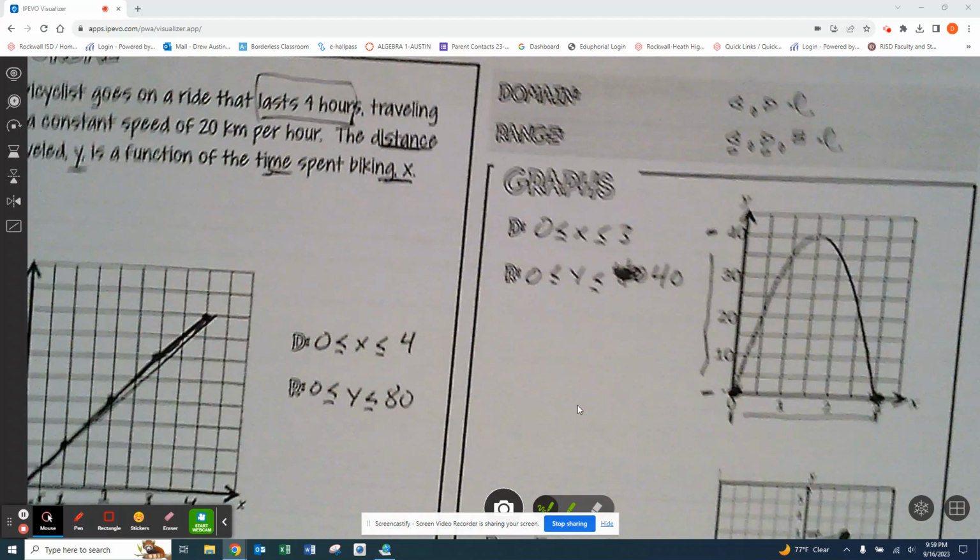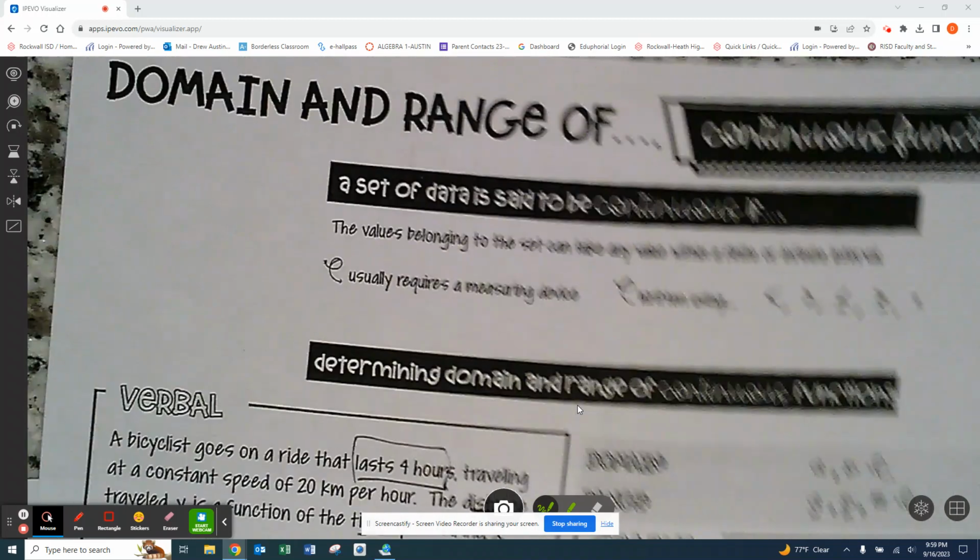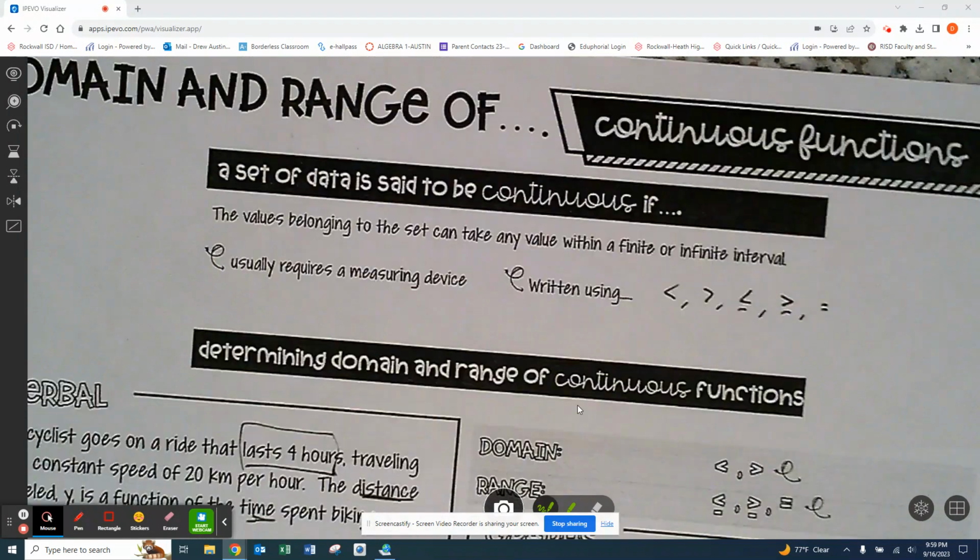These are the different notes for the domain and range of continuous functions.